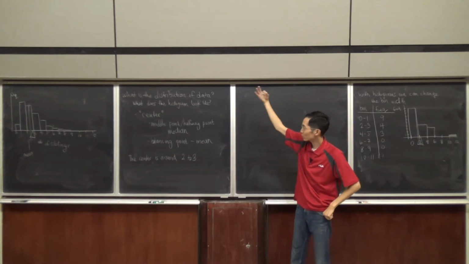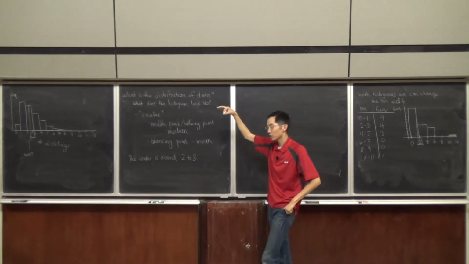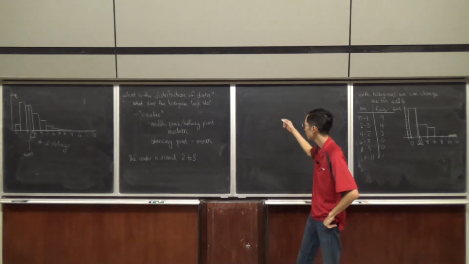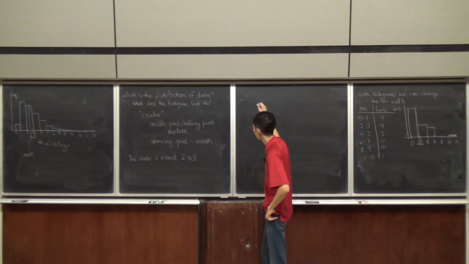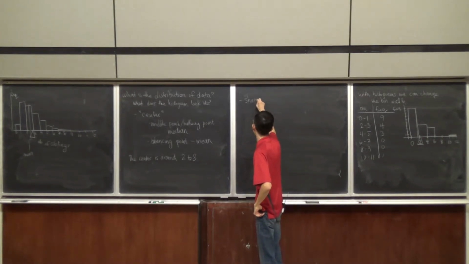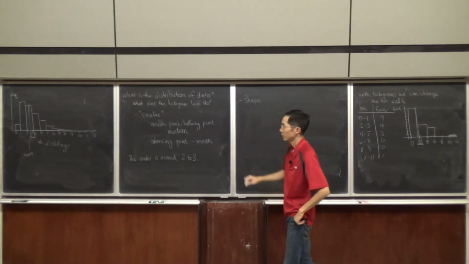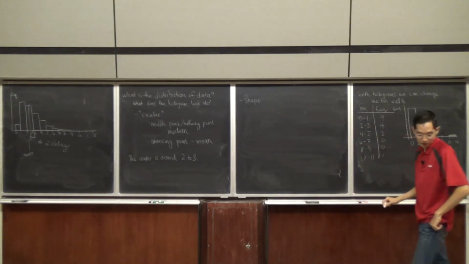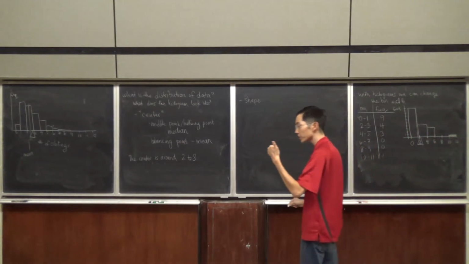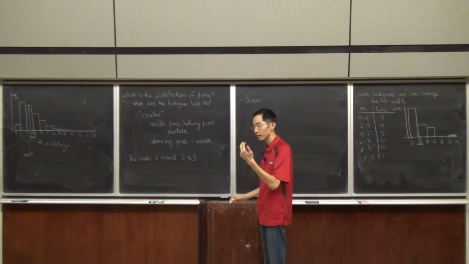So, if someone asks, what's the distribution of data, you would want to make sure to mention the center. Another thing we want to talk about is the shape. And when we talk about shape, there are 2 things we want to talk about. We want to talk about the number of peaks and the symmetry.